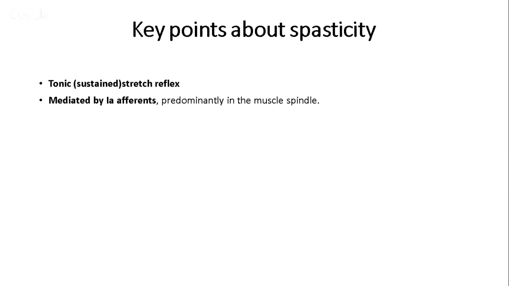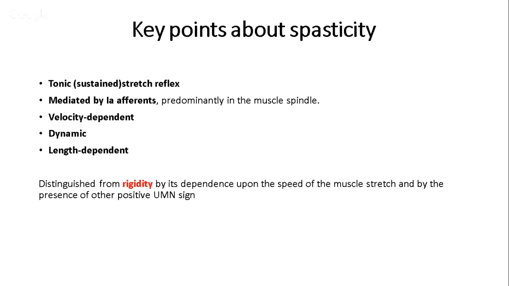Here are some key points. Again, it's because of chronic stretch reflexes. It's mediated by the 1A afferents and the muscle spindle. It's velocity dependent, like how fast you pull it. It's dynamic. When they say dynamic, they discuss more about, say, if you're in the resting muscle tone and you pull out the muscle, it doesn't go back. But sometimes if you pull it out and you're spastic, it can still continue to have that hyperreflexia. And it's also length dependent.